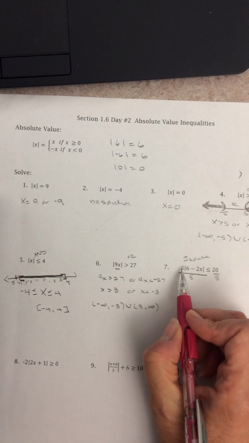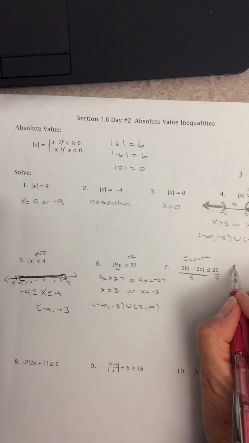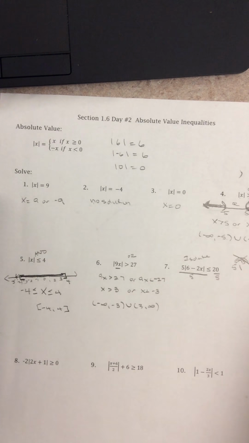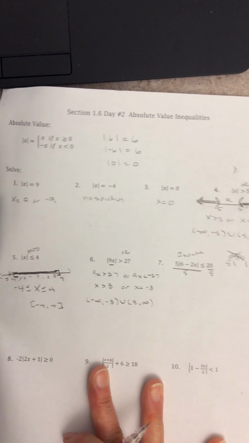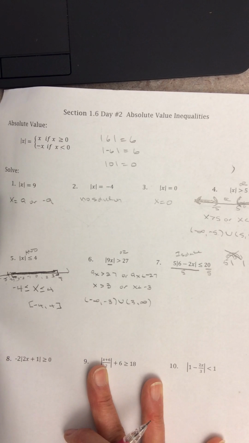Some people are tempted to try to take the 5 into the absolute value. You will never distribute in. You need to take that right out of your head. It's never going to happen. You will never take a number that's outside and distribute it in. You'll always try to get rid of it by dividing it if it's being multiplied, subtracting if it's being added, doing the inverse operation.